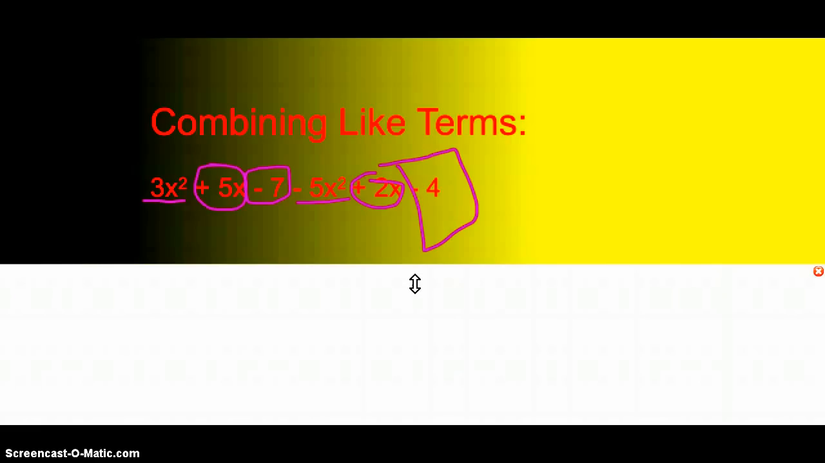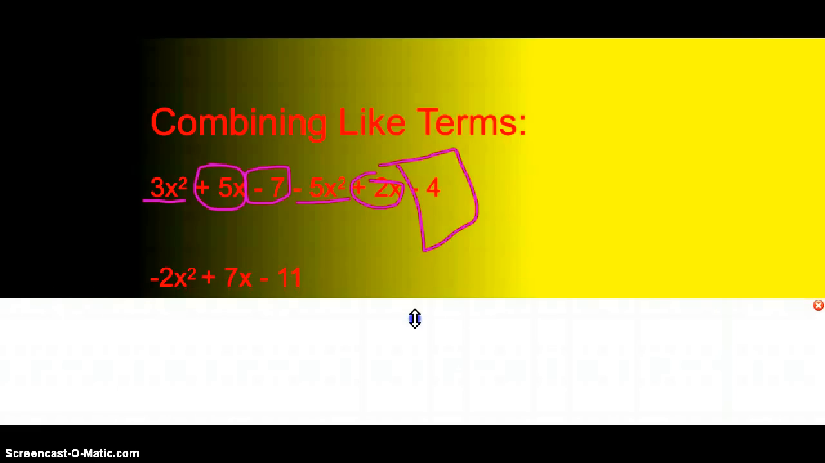So when I see 3x squared and negative 5x squared, I see I can put those together to make negative 2x squared. When I have a 5x and a 2x, I can put those together to make 7x, and negative 7 and negative 4 go together to make negative 11. And so again, I'm not going to spend a lot of time on this. This is stuff you've known from before.